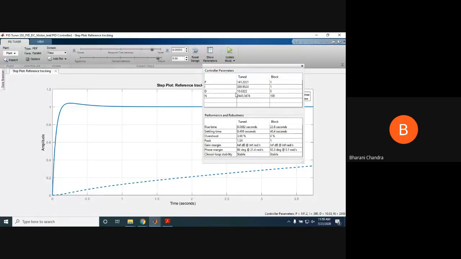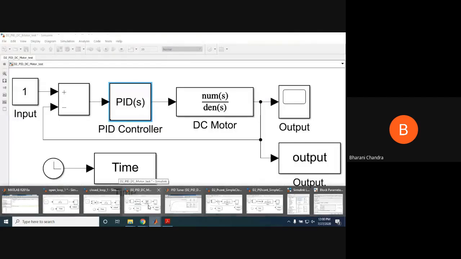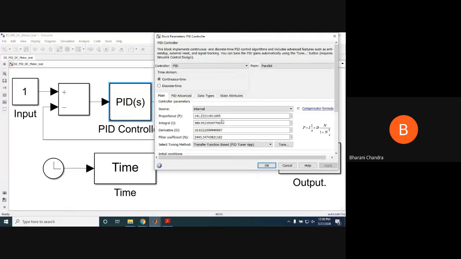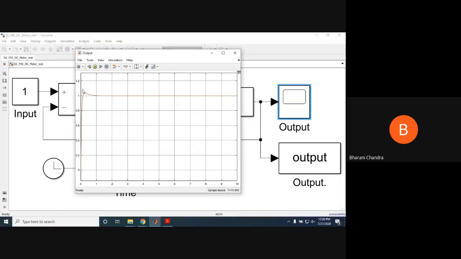Now the corresponding PID values are 141, 389 and 10, and this is the filter gain. Now I don't want to manually type these in the PID control block. If I use these values in the PID control block, then this is the response I am getting. So now I will just click this update button. As soon as I click the update button, all the parameters have been updated automatically here. Now I simply press OK, and then I will get this desired response. You can see the desired response.